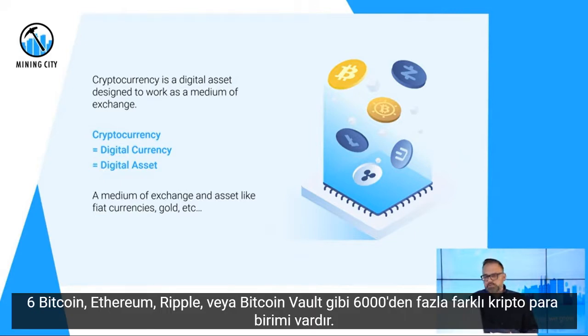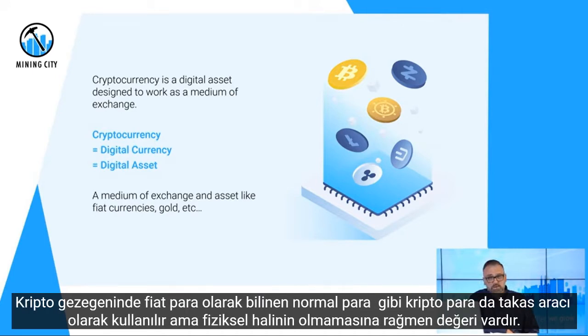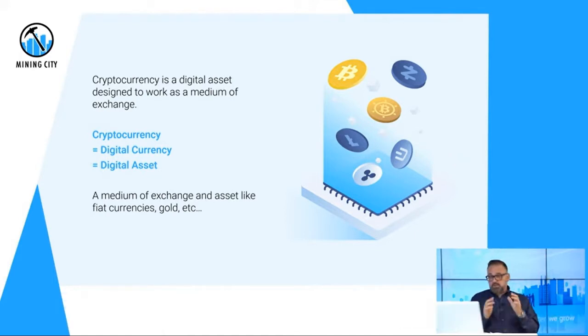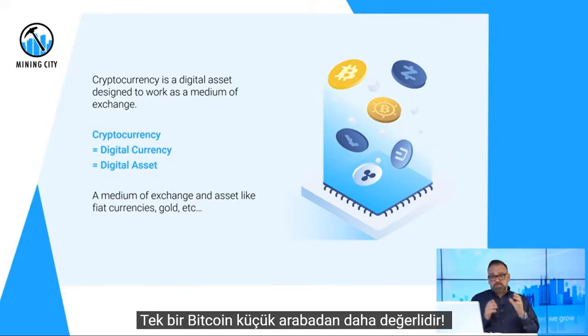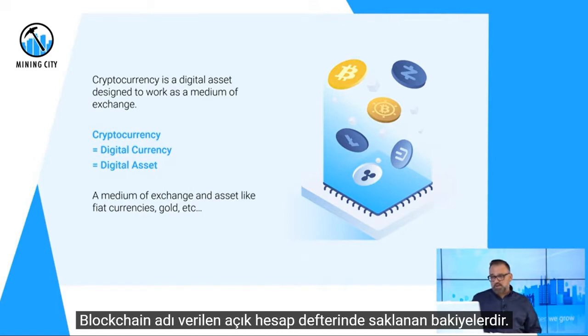There are over 6,000 different cryptocurrencies, including Bitcoin, Ethereum, Ripple, or indeed bitcoinvault, just to name a few. Just like regular money, which in the crypto universe is called fiat money, by the way, cryptocurrencies are used as a medium of exchange, but they don't have a physical form. Yet, they still have value. Today, a single Bitcoin is worth more than a small car. There are balances stored on a public ledger called a blockchain.